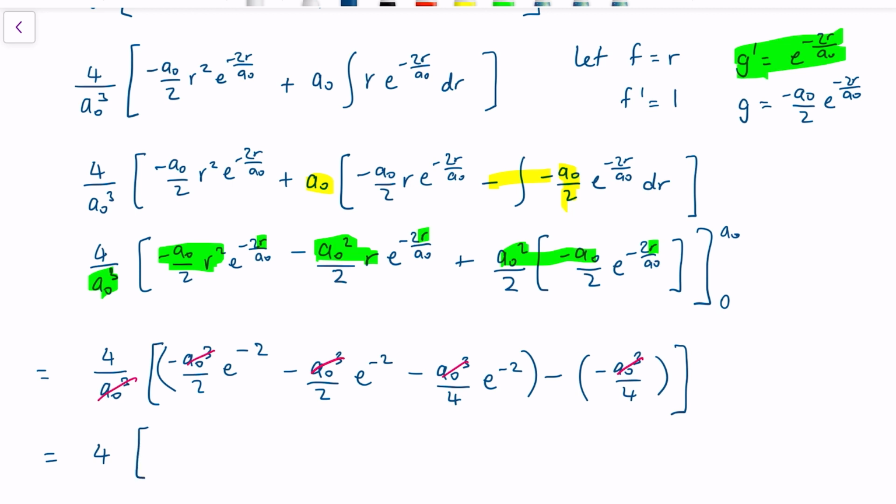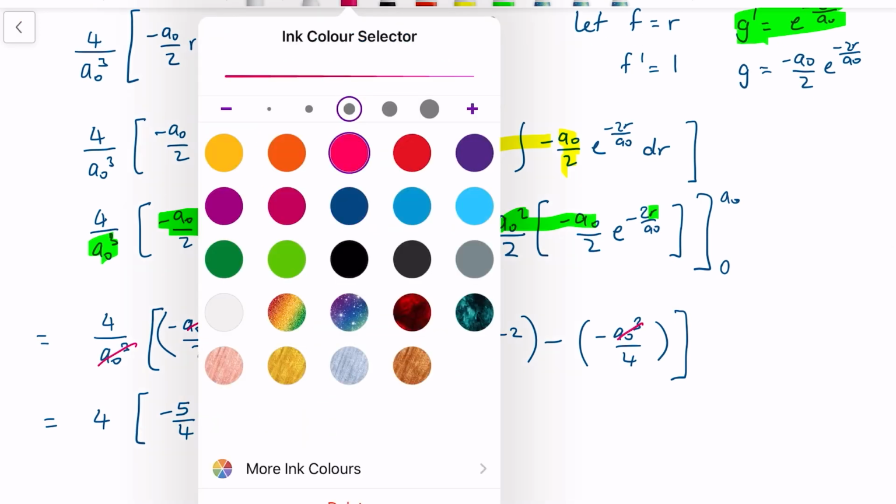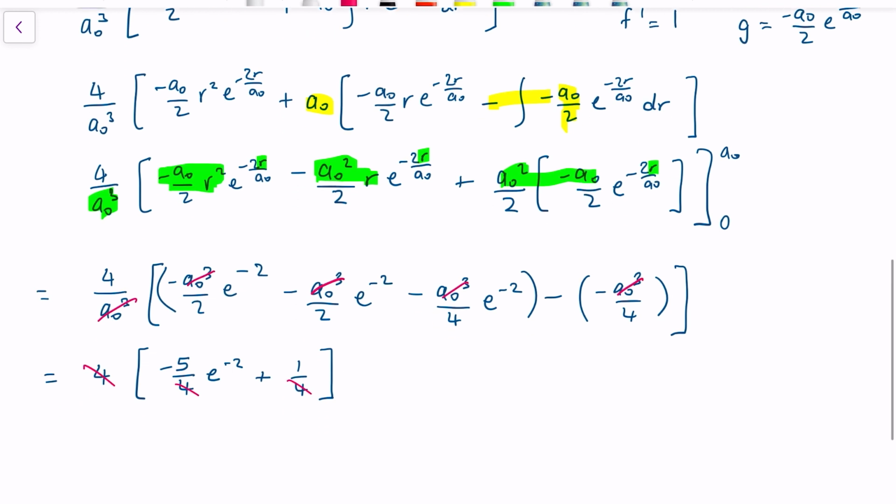We've got minus a half, minus another half is minus 1, minus a quarter is minus 5/4, e to the minus 2, and then that last term is plus a quarter without an exponential term there. And then the 4's cancel, and this better be a number between 0 and 1, otherwise I'll have to spot the error. We've got equals 1 minus 5 e to the minus 2, and that's approximately 0.323, and we'll leave it there.